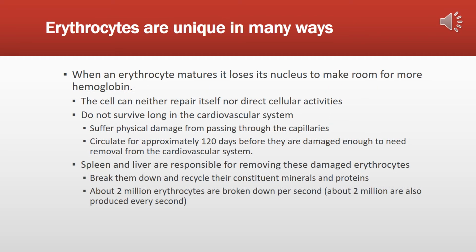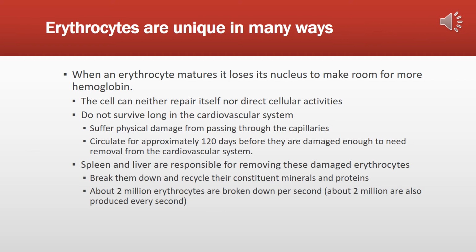So like I said earlier, erythrocytes lose their nucleus as they mature, and this is so that there's more room for hemoglobin. However, this means that the cell can now no longer repair itself or direct cellular activities, and thus these cells don't survive very long in the cardiovascular system. They suffer a lot of physical damage from continuously passing through the capillaries and blood vessels. So these cells only really survive for 120 days within the cardiovascular system before they are so damaged that they need to be removed from the system.